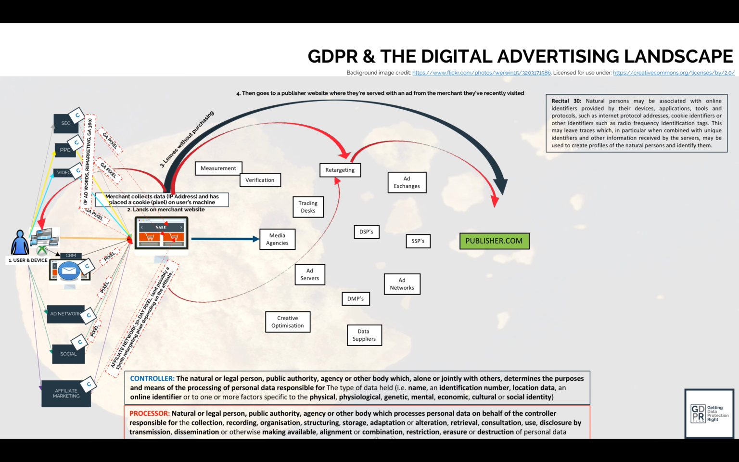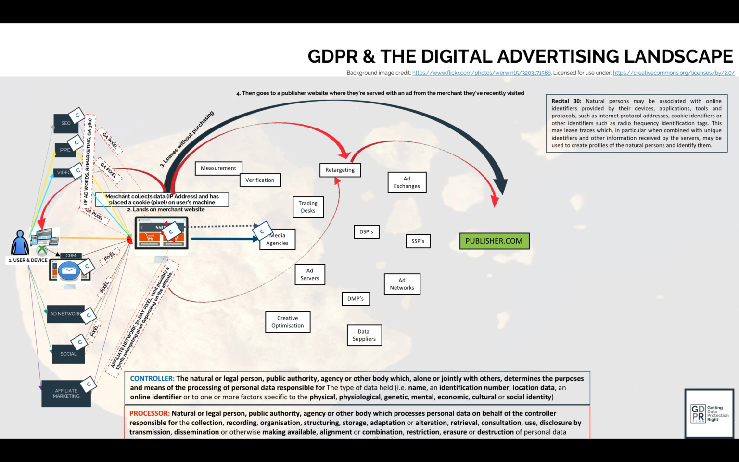They are all controllers if they've sent that traffic to the merchant's website. The merchant has become a controller because they will be determining the means and processing of that personal data after the user has landed on the merchant's website. If the merchant is working with a media agency, then there needs to be a joint controller agreement between the merchant and the agency to reflect where responsibility begins and ends when the user visits the merchant's website.